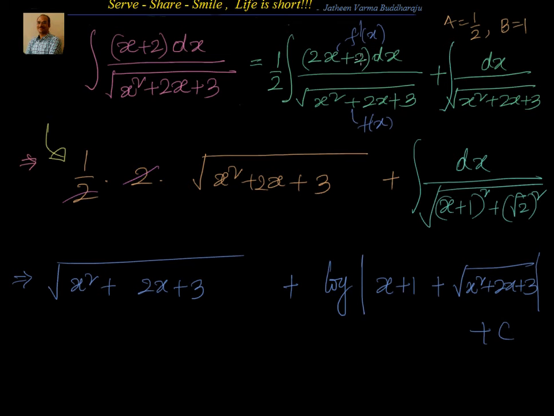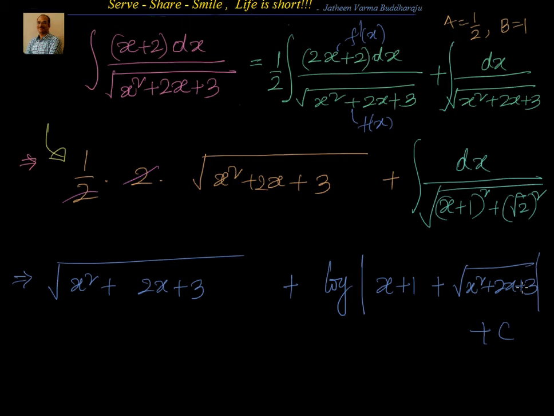So we have now f of x and f dash x. If you want, you can write down this is of the form of f dash x by root of f of x. Therefore its integral equals root of f x, so that's 2 root f x. So 2 will cancel. You will get root of f x here, plus this is of the form of root of x square plus a square. So you can write it as log of x plus root of x square plus a square.